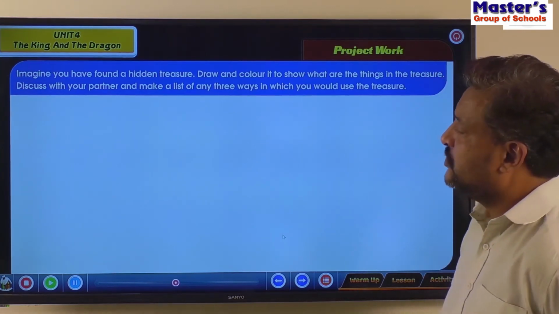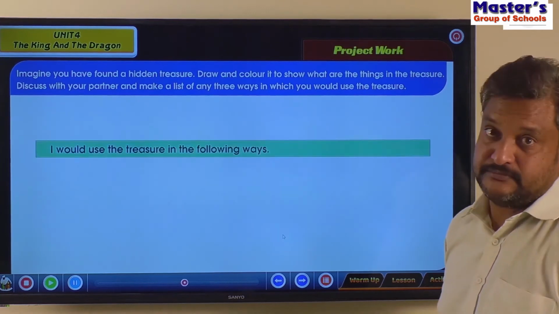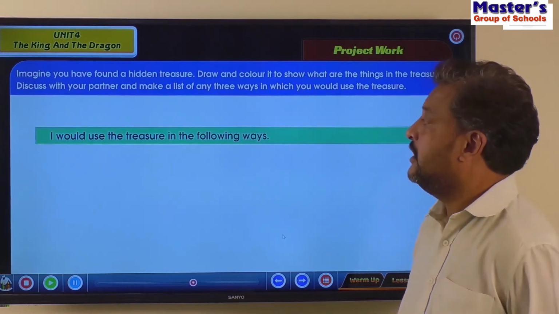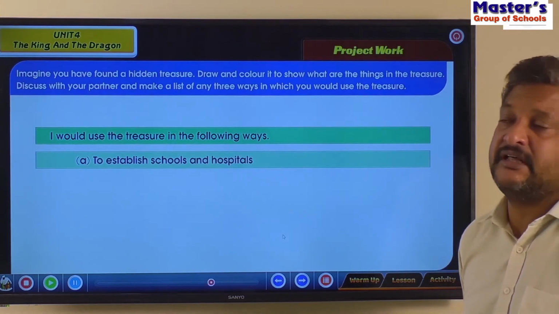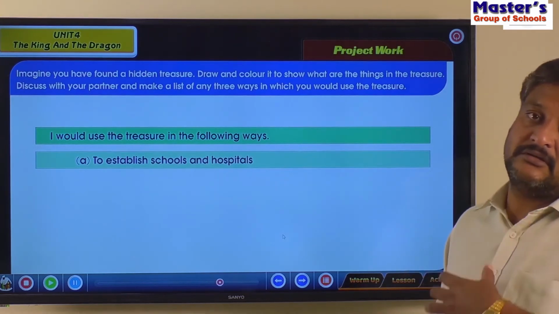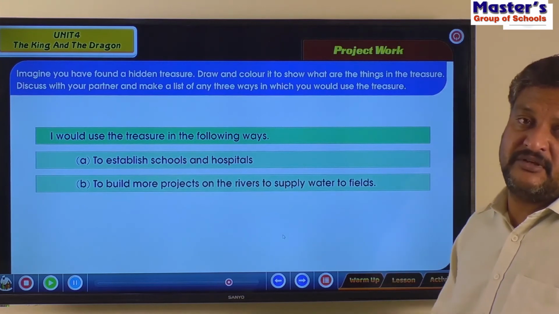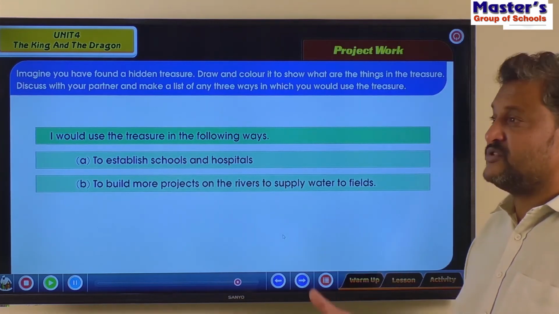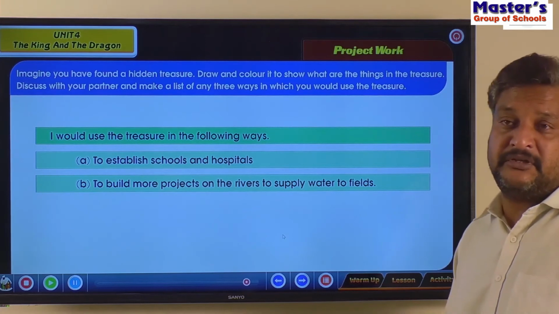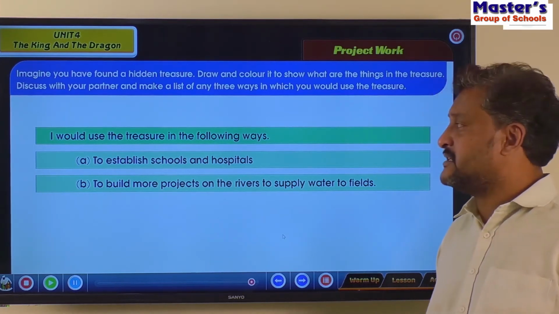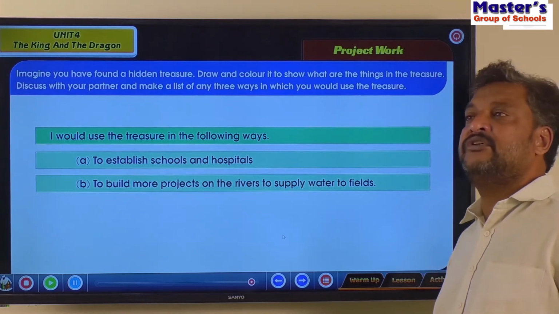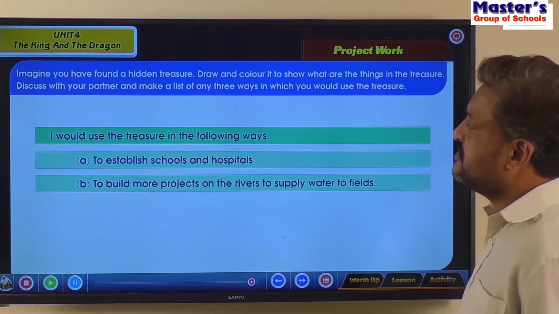Okay. So imagine that you got a treasure. Right? And you need to draw the items that you got in the treasure, like huge chains will be there, bangles will be there, rings will be there, gemstones can be there, gold coins can be there. So you need to draw the images of those things and discuss with your friend how you will use this treasure.